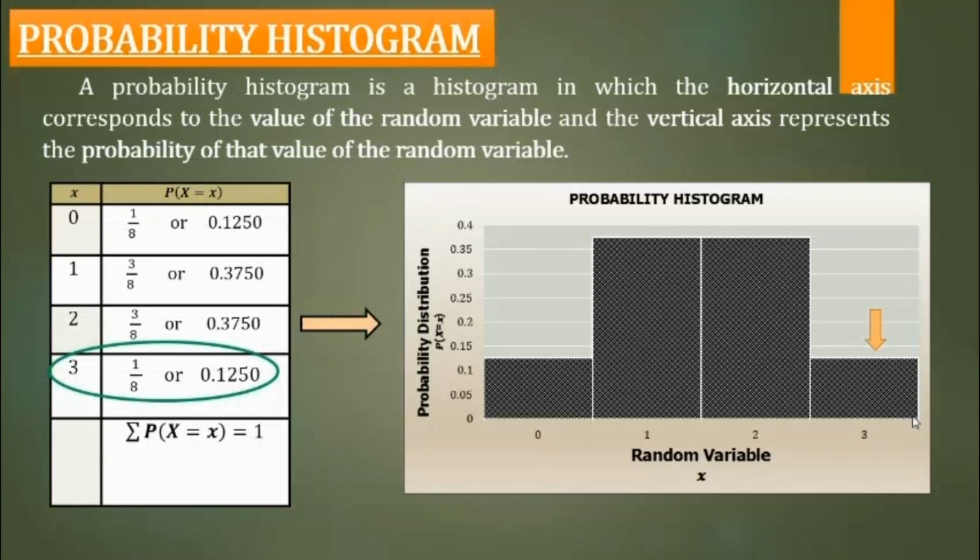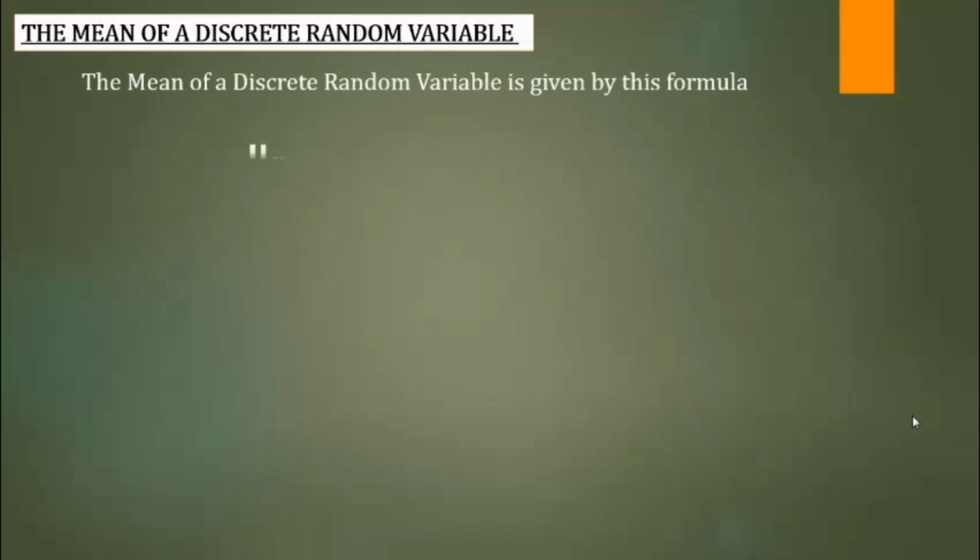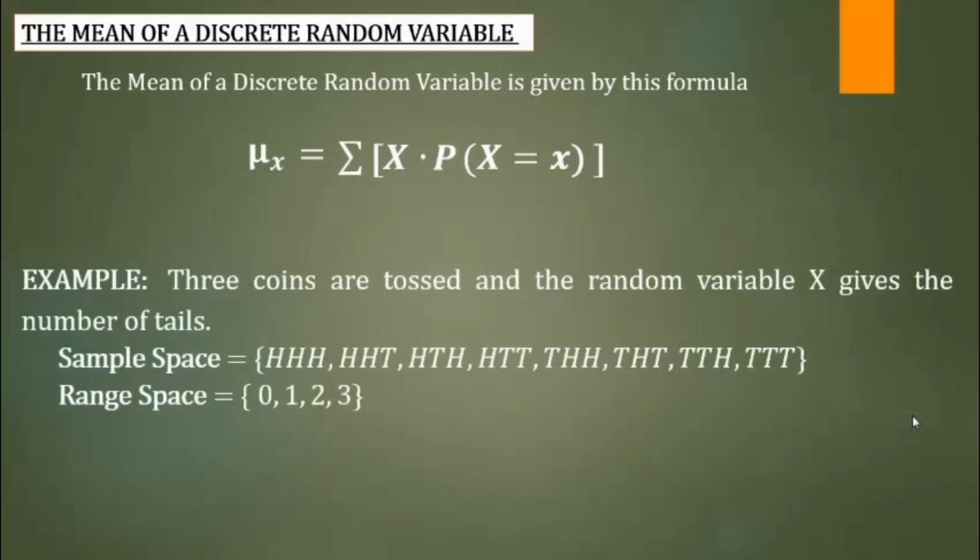Next, let's have the mean of a discrete random variable. The mean of a discrete random variable is given by this formula. In order for you to solve for the mean of the discrete random variable, you will be using this formula. This is how you represent the mean in terms of symbol. The mean is equal to the summation of the product of the random variable x and the probability of random variable x equals x.